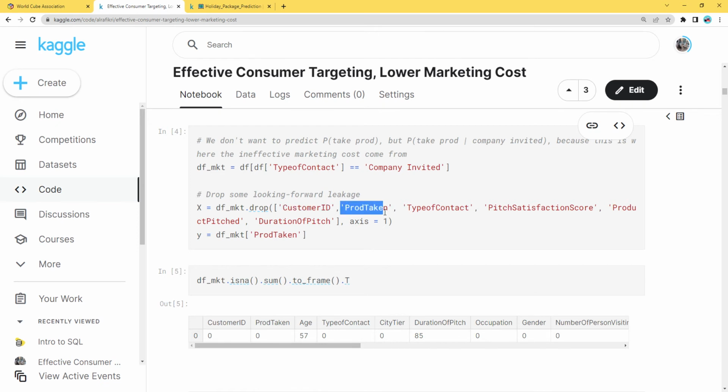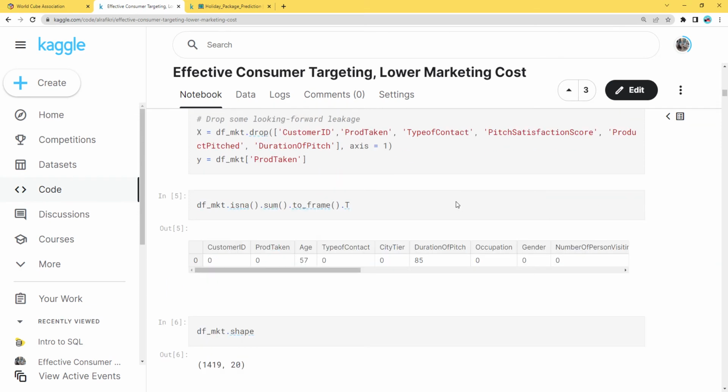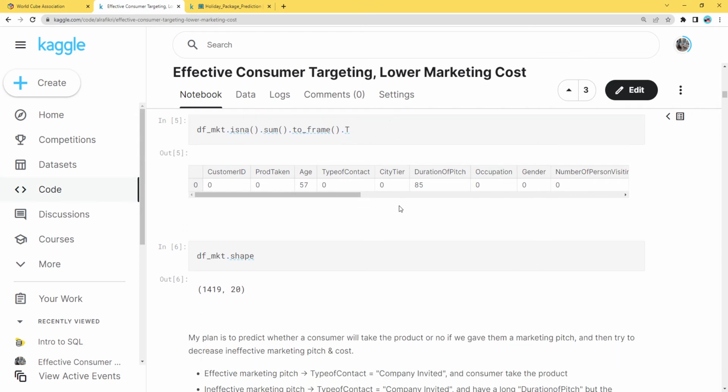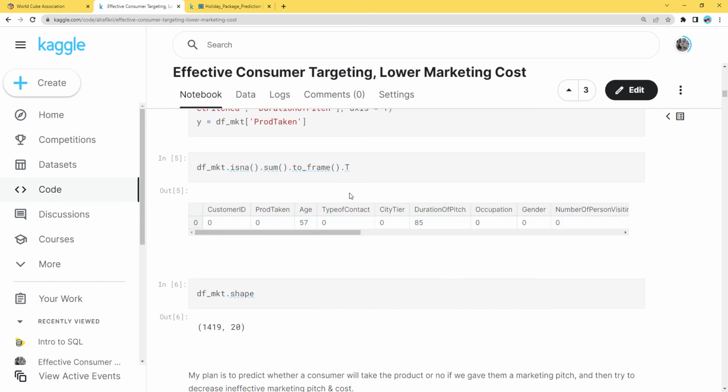We also drop columns that could cause leakage, and customer ID because it's unique. Of course we drop the target variable and type of contact, and also pitch satisfaction, product pitched, and duration of pitch, because we assume the consumer hasn't been pitched yet. So the model can be used like: if I pitch this customer, will he take the product?